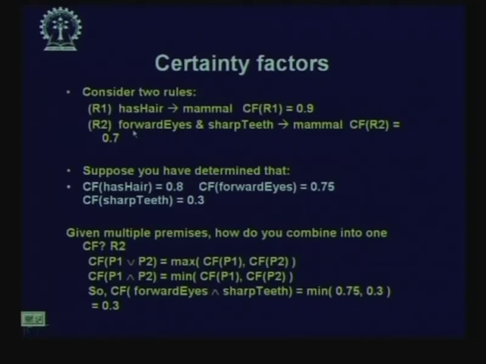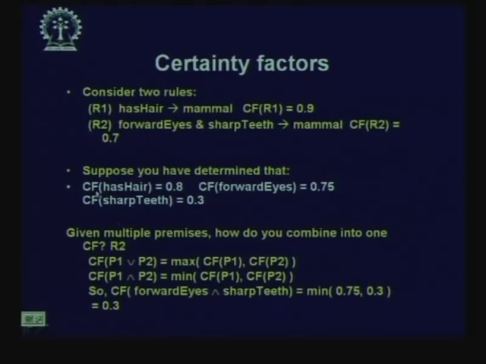The second rule is saying if the animal has forward bulging eyes and sharp teeth, then it is also a mammal. And the strength of this rule, that means the strength of this implication, is 0.7. So, we have got two rules and we have got some facts as well. What are these facts?